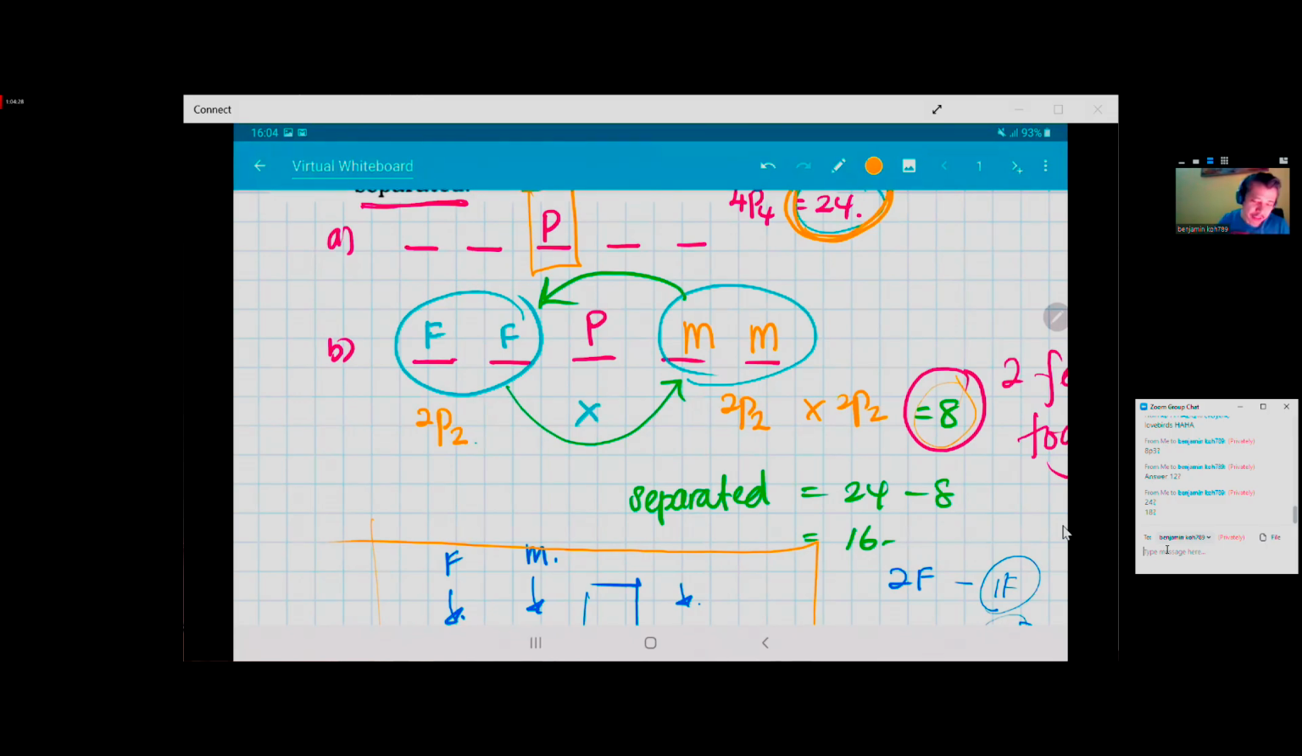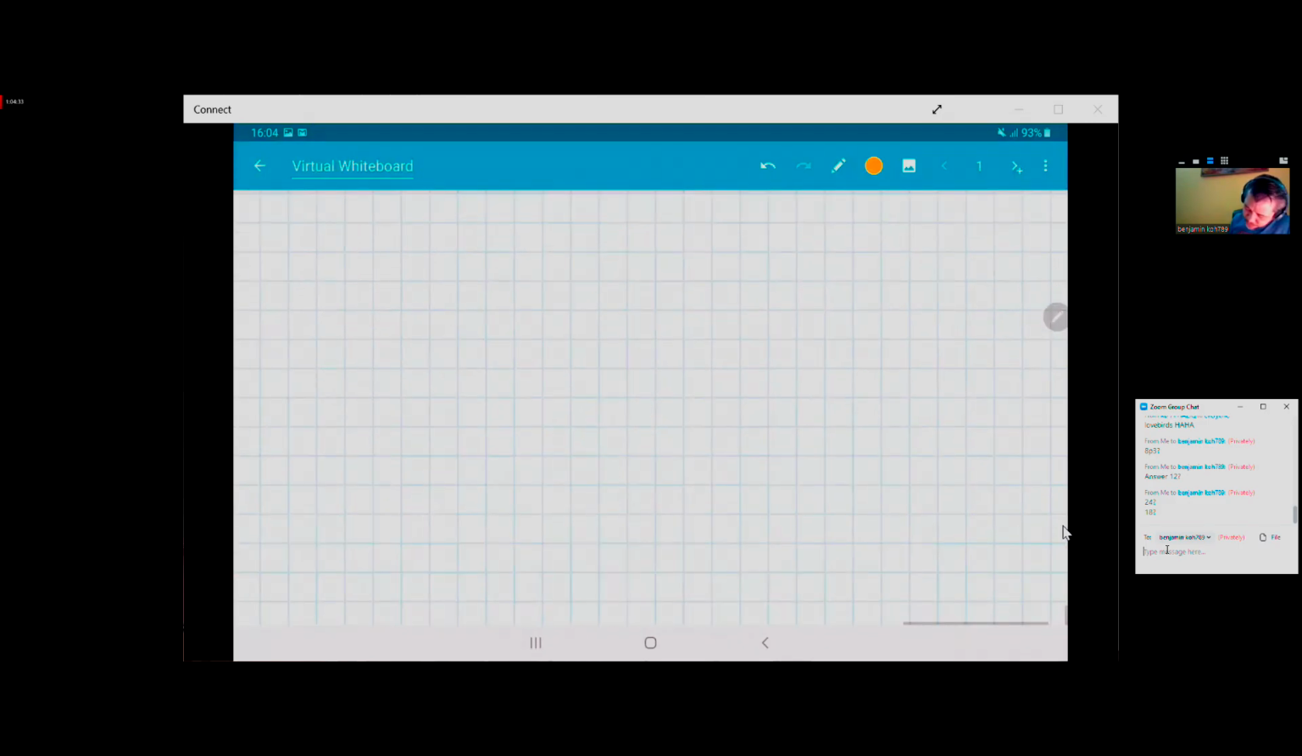Now let's take a look at question number 9, the bookshelf question. Okay, question number 9.